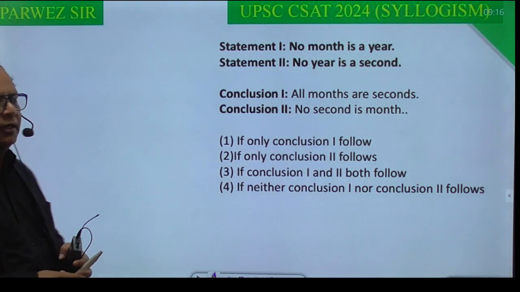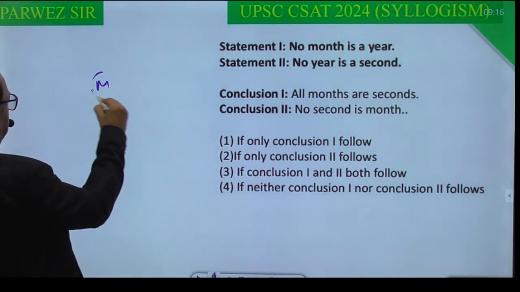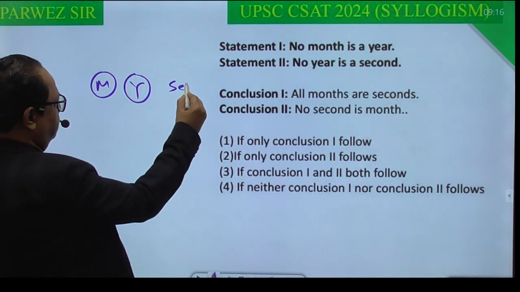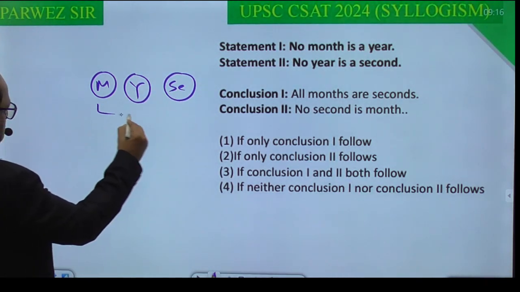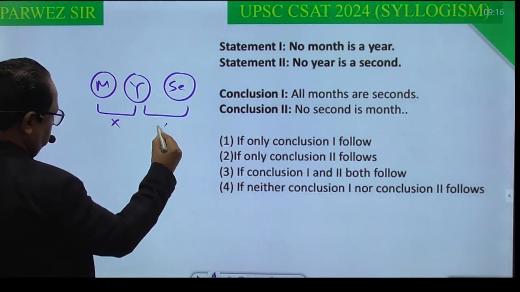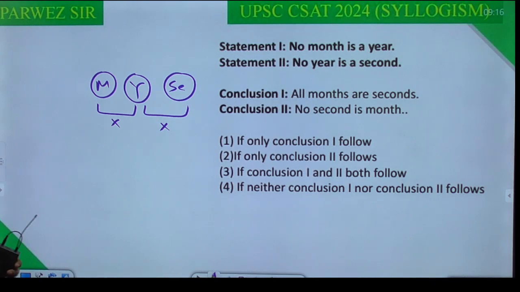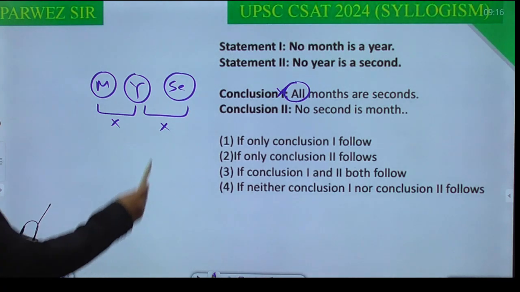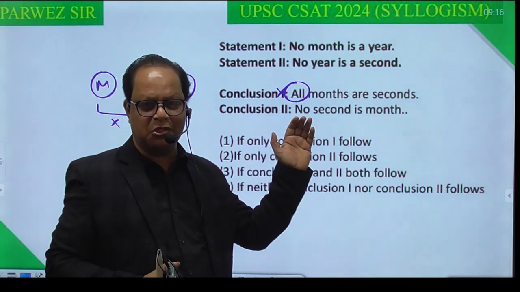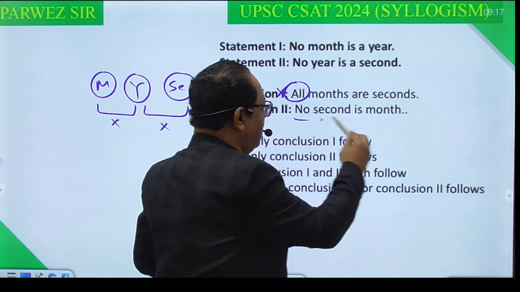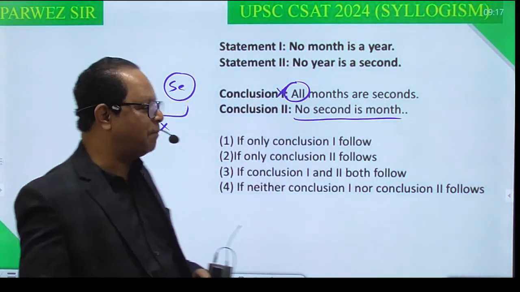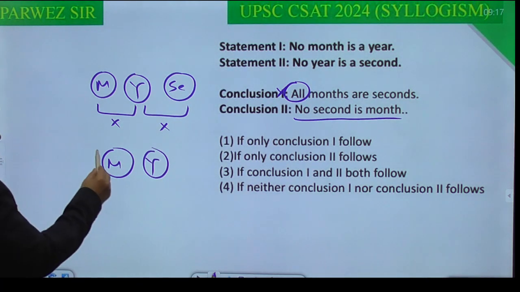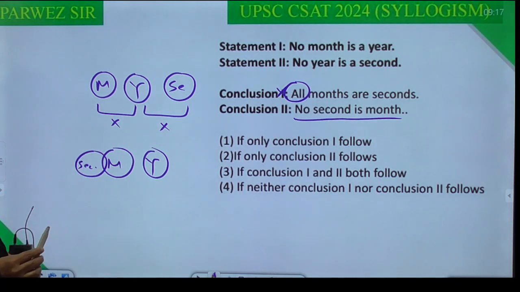Next, no month is a year. No year is a second. There is no connection. So here, all months are seconds will be wrong. And no second is a month, same thing I want to share with you. We can't say no second is a month. There is a possibility of a picture here also. No month is a year and second can come here.